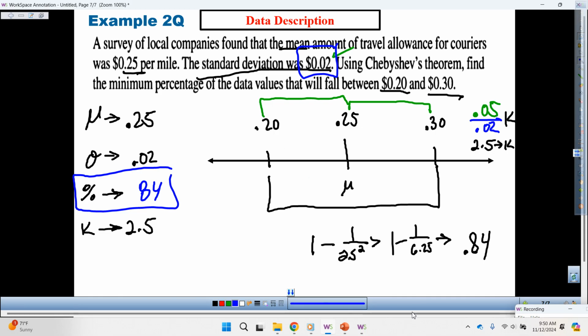So, send that in, please. I'll give you one more for you to do by yourself that is very similar to that one. There it is. So for this one, we would write the minimum percentage of data values fall between 84%.